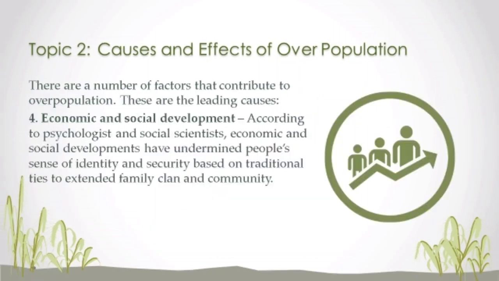Number four, economic and social development. According to psychologists and social scientists, economic and social developments have undermined people's sense of identity and security based on traditional ties to extended family, clan, and community. This in turn has heightened their felt need for children as a source of security.